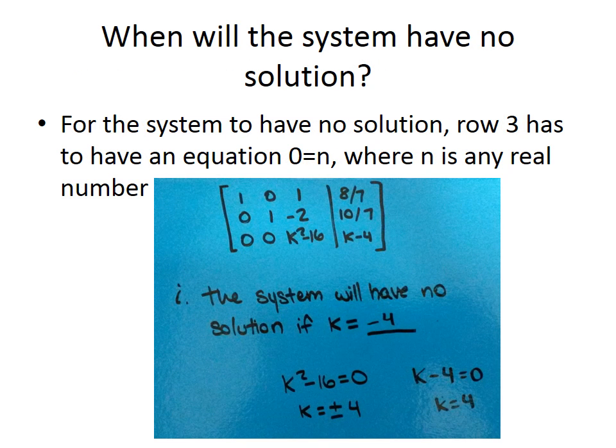Now that we're done row reducing the matrix, we have to determine when the system will have no solution. This will be true when row 3 has an equation of 0 equals n, n being any real number. Earlier I solved k squared minus 16 equals 0 when k is equal to plus and minus 4. So when k is equal to negative 4, you have 0 on the left side and negative 8 on the right side. So this satisfies the system having no solution.